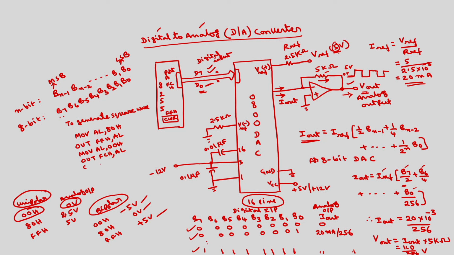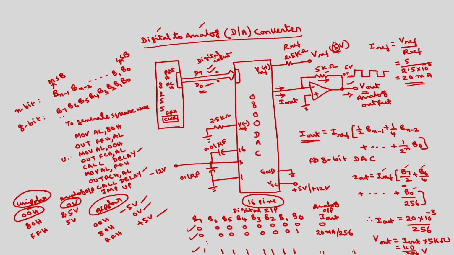Then call delay, this depends upon the frequency of the square wave that is required. Then you make move AL comma FFH, out FCH comma AL, then again call delay, so that these two delays are the same, so that you will get a symmetrical square wave. Then you can write unconditional jump to up. So this up should be here.